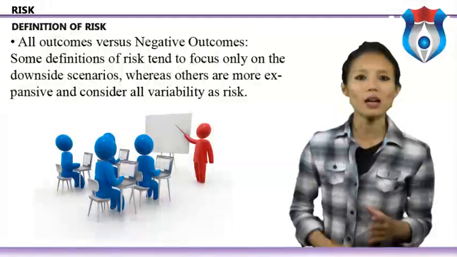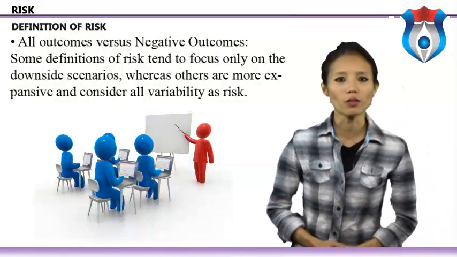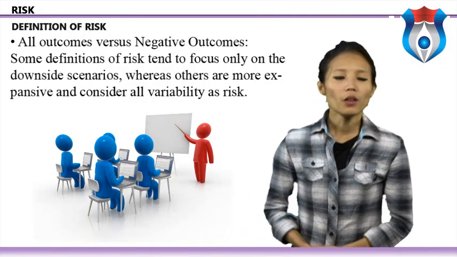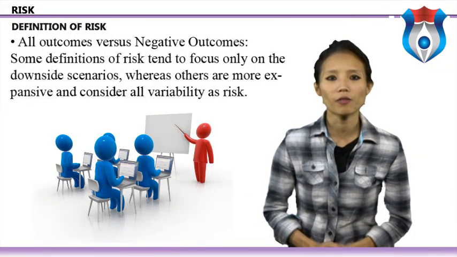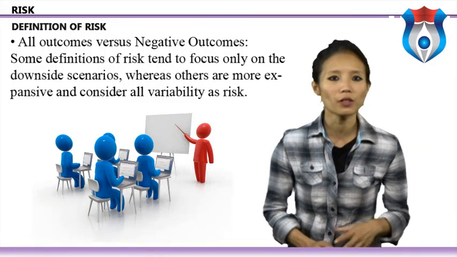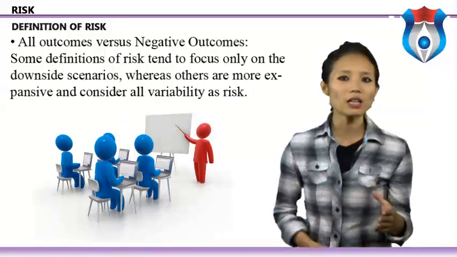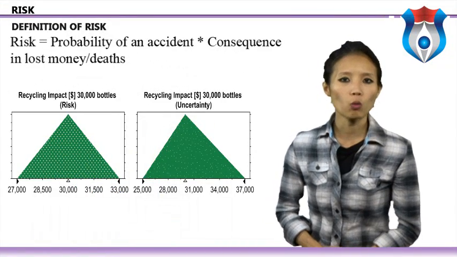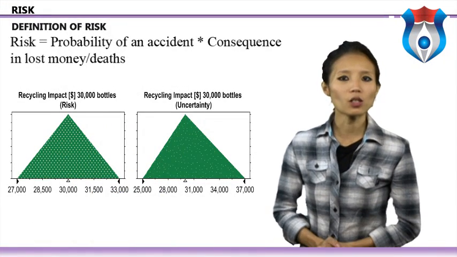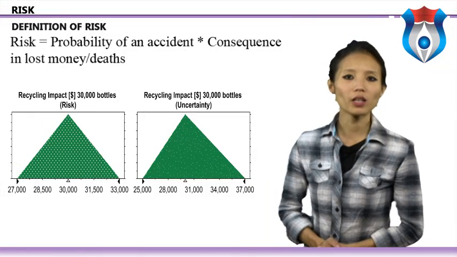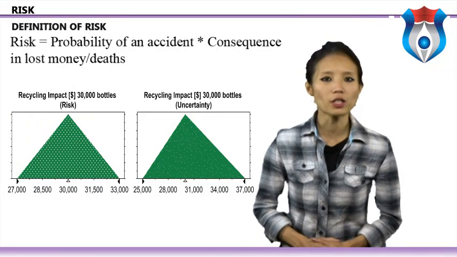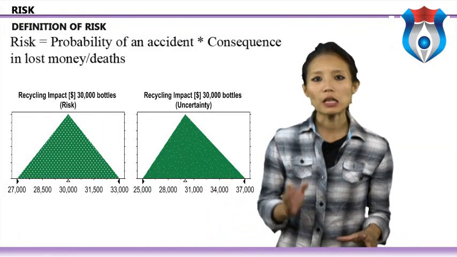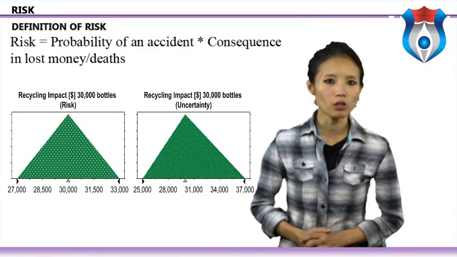Some definitions of risk tend to focus only on the downside scenarios, whereas others are more expansive and consider all variability as risk. The engineering definition of risk is a product of the probability of an event occurring that is viewed as undesirable and an assessment of the expected harm from the event occurring. Risk is equal to the probability of an accident times the consequences in lost money or debts. In contrast, risk in finance is defined in terms of variability of actual returns on an investment around an expected return, even when those returns represent positive outcomes.